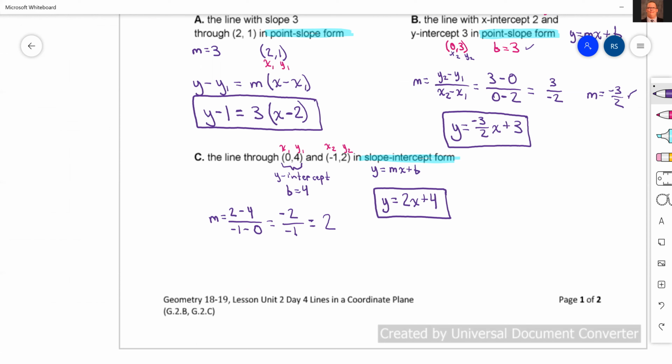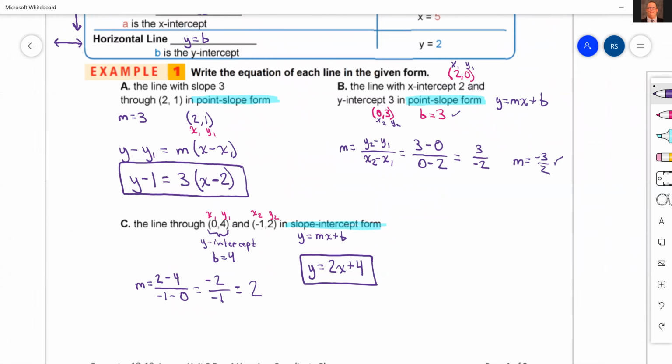Oof. I just worked example B wrong. Did I put that in the right form on B? No. Mr. Schultz would have gotten the question wrong. Whoopsies. Beep, beep, beep. Put it in reverse.